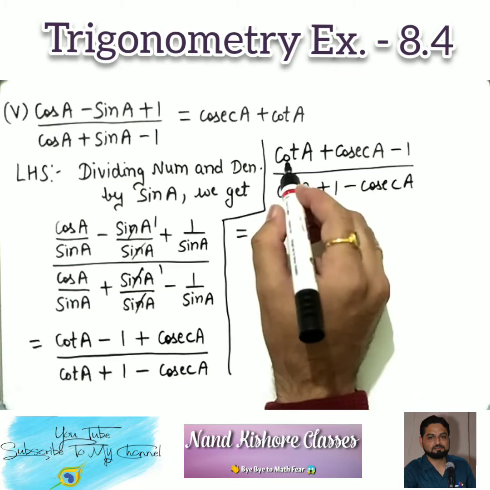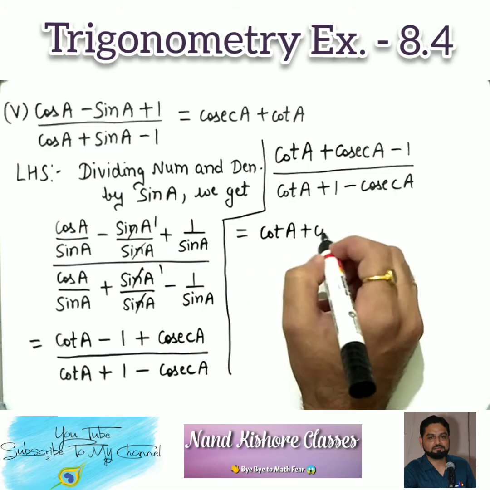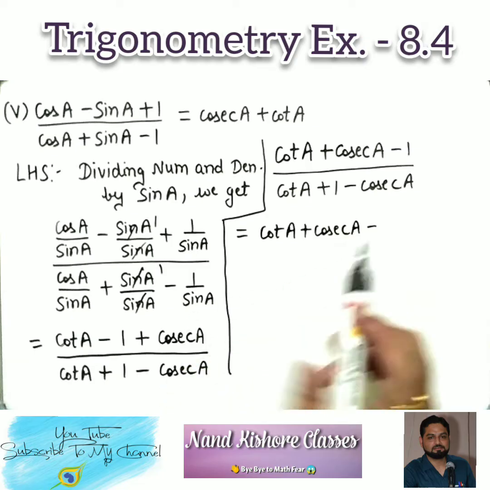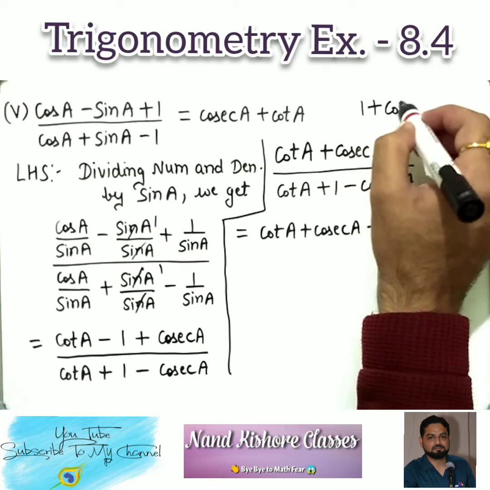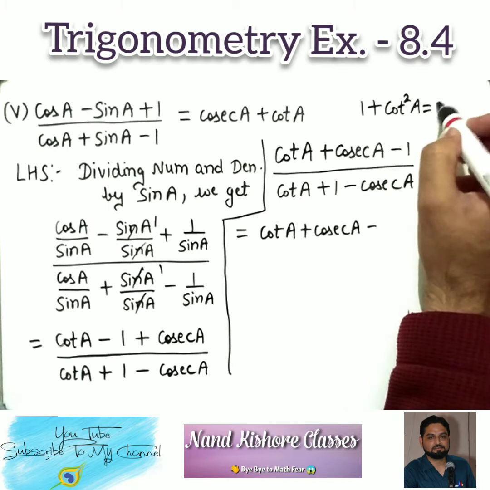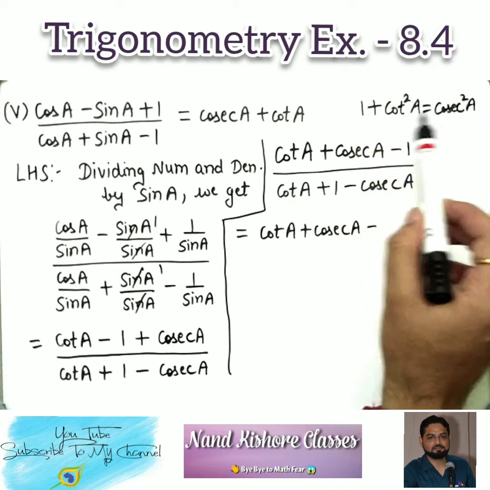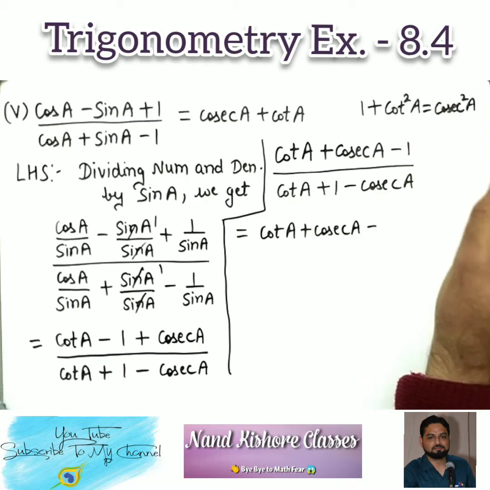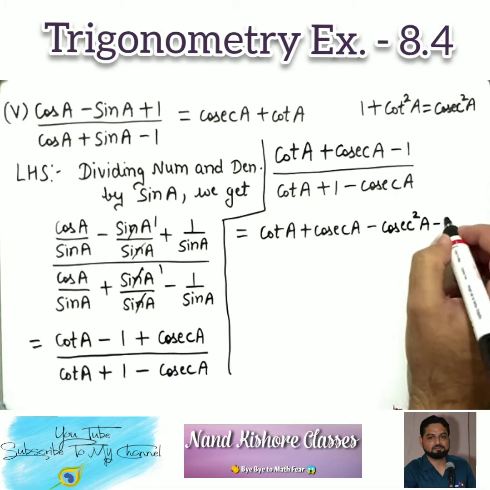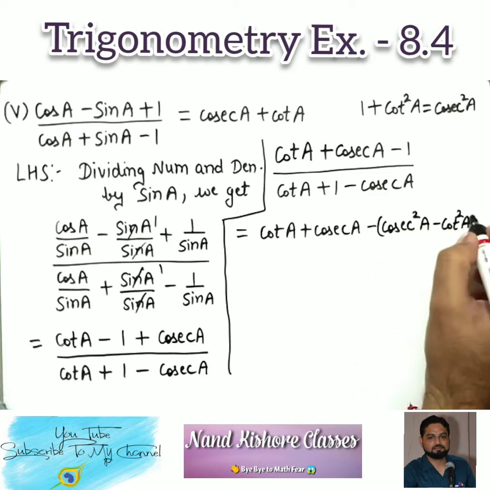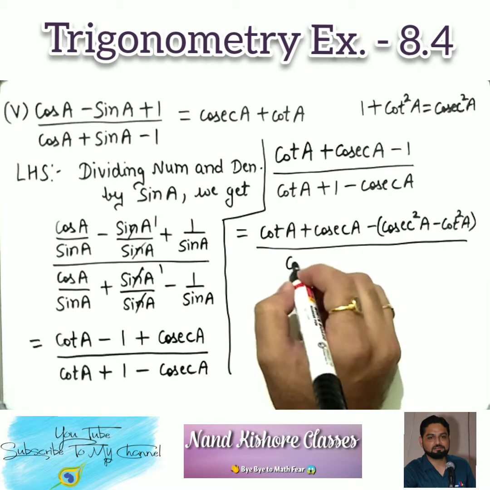Okay, now this cot A plus cosecant A, I am writing as it is, minus 1. Here I am going to use the identity 1 plus cot square A is equal to cosecant square A, and I am going to find the value of 1 from this identity. How will I find it? This cot square A moves to the right side, and I get cosecant square A minus cot square A. I am going to write it in a bracket. Instead of 1, I have put this value, and the denominator as it is.